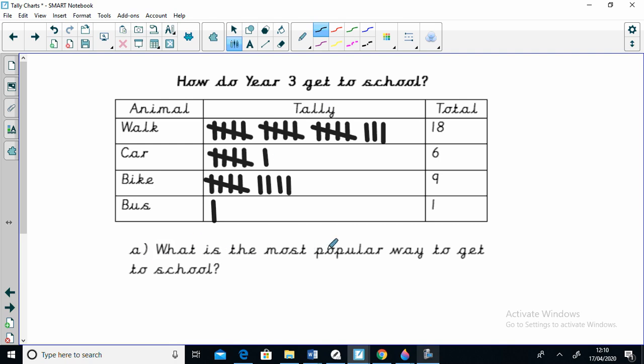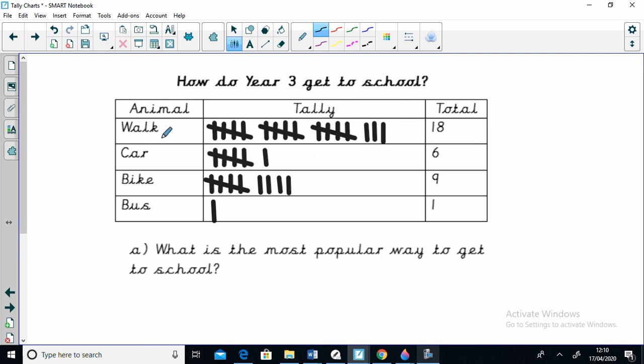What is the most popular way to get to school? Now, the only way I can answer that question is by looking at the tally chart. I have to examine my tally chart and work out what's the most popular way of getting to school. I can do that by examining the tally, and I can do that by examining the total.